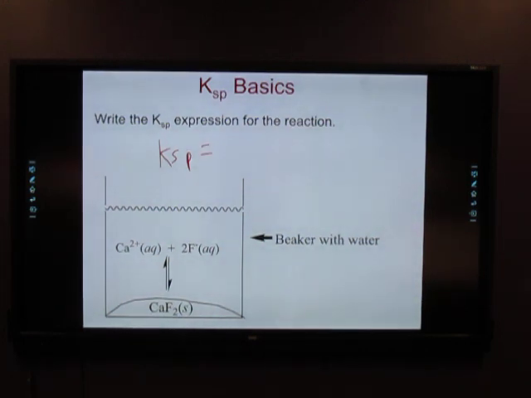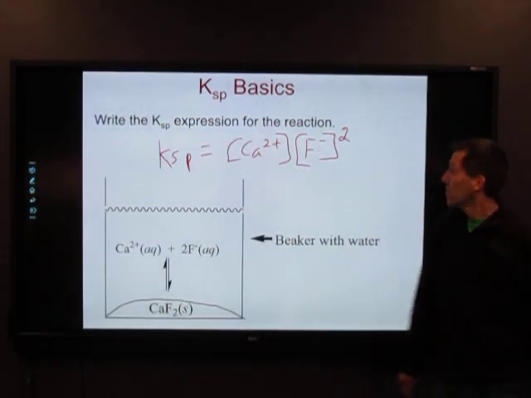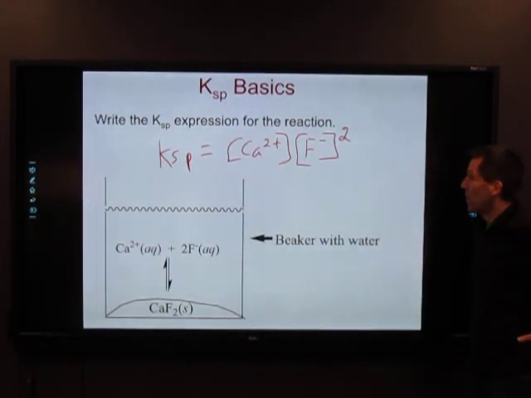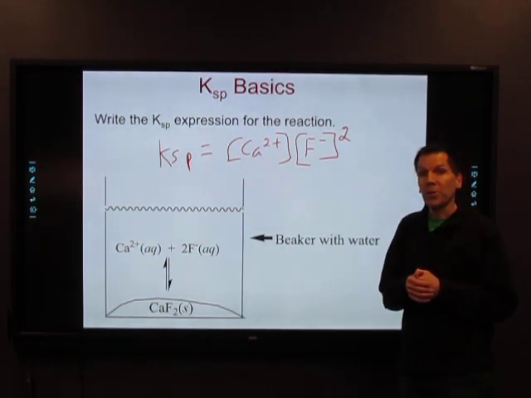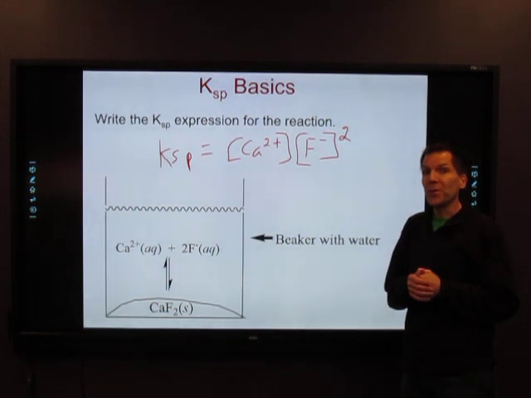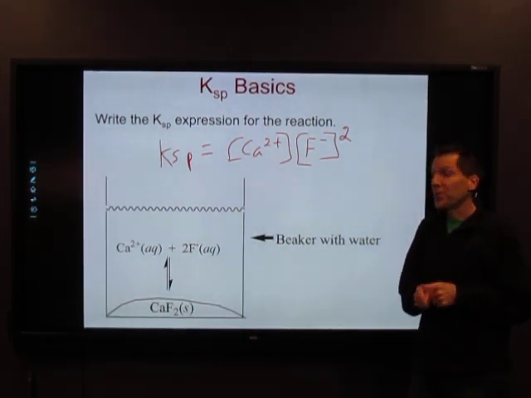So here's the Ksp for this. There's a calcium 2+ ion, and then F-. We have to put a square on that because there's a 2 in the stoichiometry. Solids are not included in K expressions. So this is another reason this is called solubility product, because only the products of the reaction are in these K expressions.